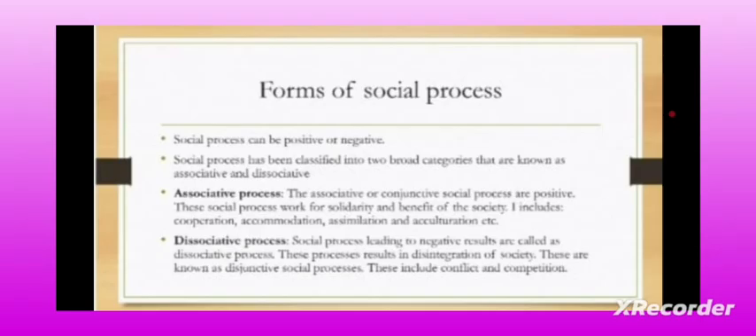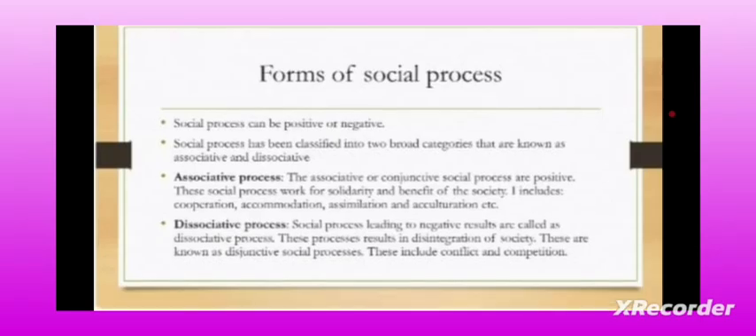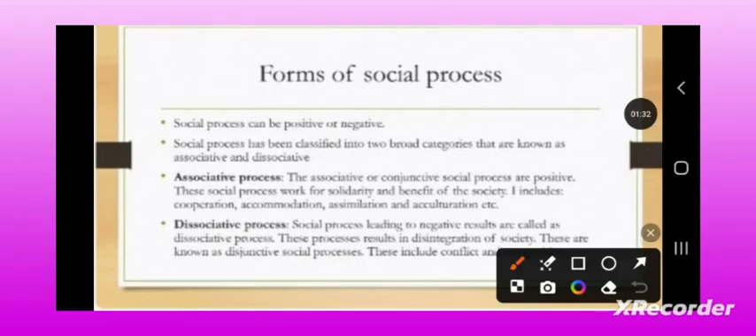Forms of social process. Social process can be positive or negative. They are generally divided into two broad categories: associative and disassociative.